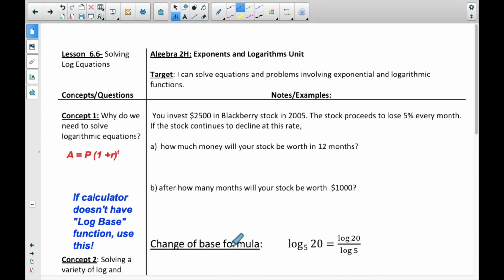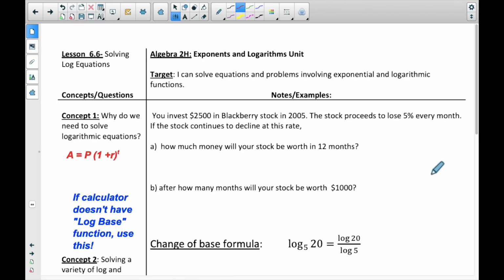Hi guys, so this video today is going to be on solving log equations, which I really like the concept of because of two things. One is the whole reason we study algebra is to solve equations. That's literally the definition of algebra, is solving equations. So that's one reason I love this section.